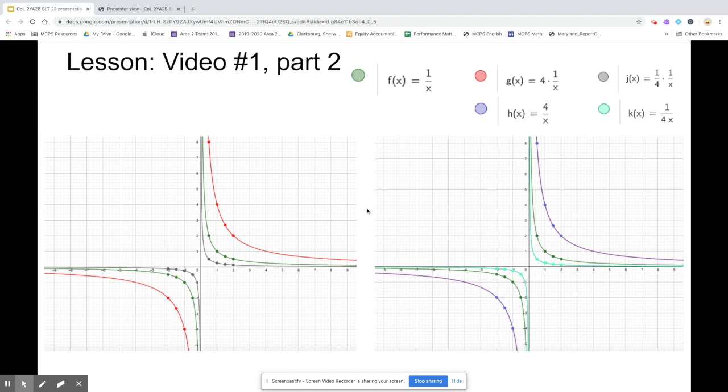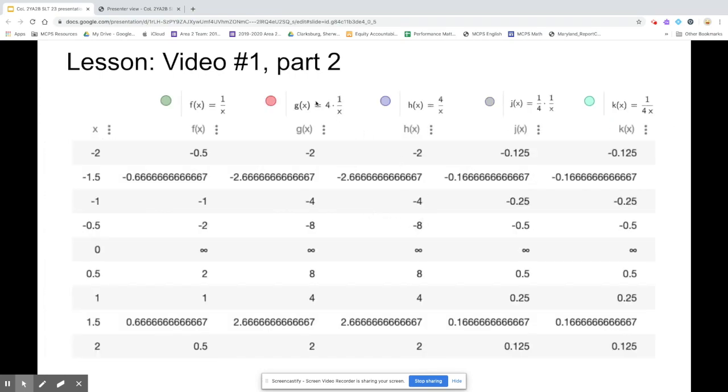The graphs look the same, and the tables of values are the same. 4 times 1 over x is indeed the same as 4 over x if I look at my table of values here. 1/4 times 1 over x is the same as 1 divided by 4x, and I can see that through my table of values.